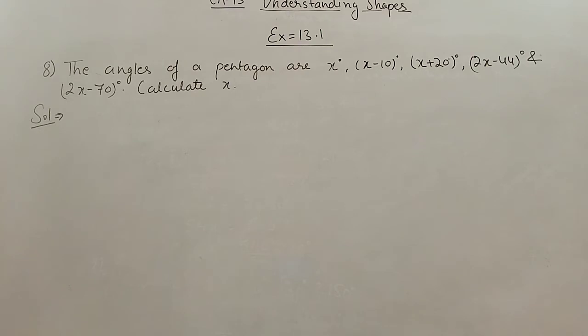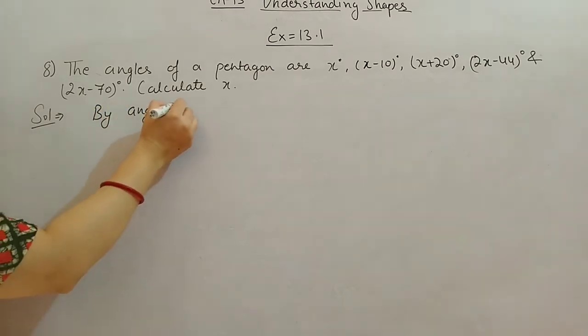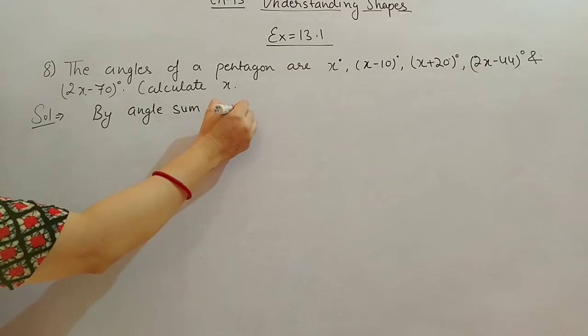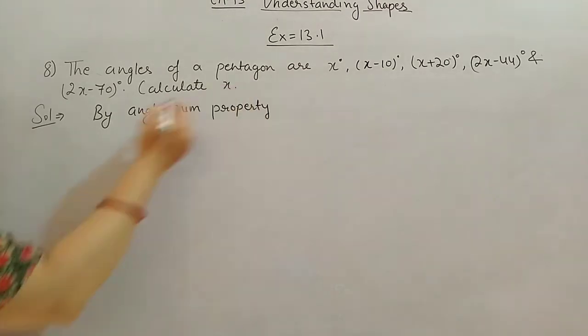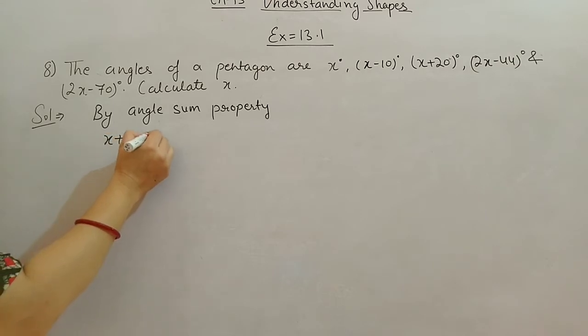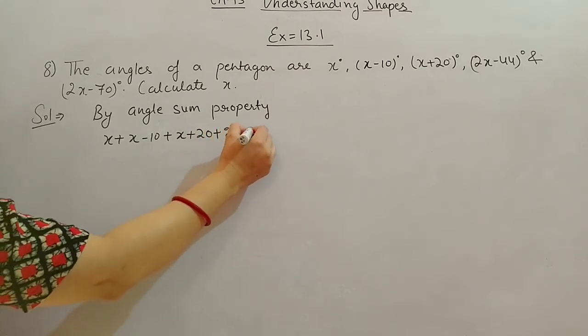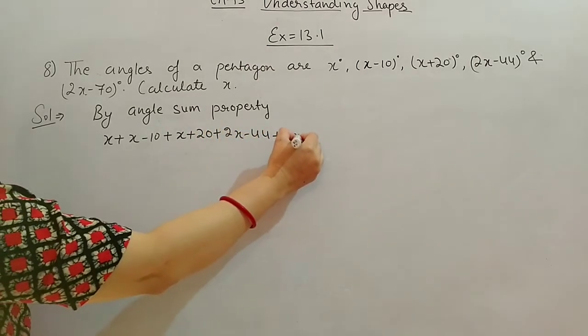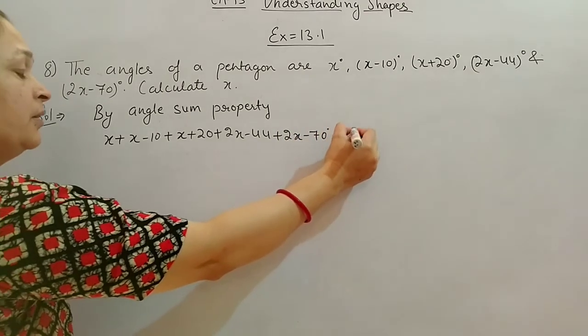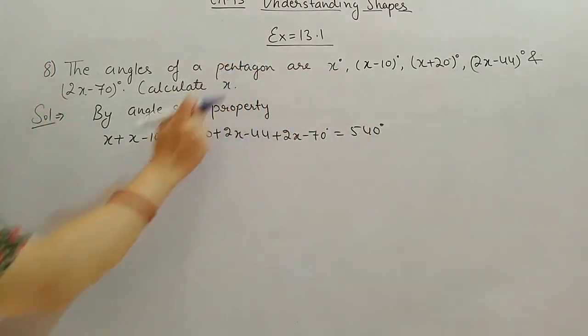Next question number 8. The angles of a pentagon are x, x minus 10, x plus 20, 2x minus 44 and 2x minus 70. Calculate the value of x. So here we will use angle sum property. By angle sum property, we will add all the angles x, x minus 10, x plus 20, 2x minus 44 and 2x minus 70, and this will be equal to 540 because here it is a pentagon.